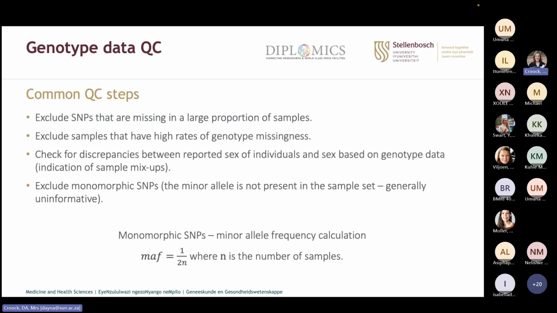It's this calculation over here. So 1 divided by 2n, where n is the number of samples. So if you have 60 samples, it'll be 1 over 2 times 60, which is 120. And then you work out what the calculation is.